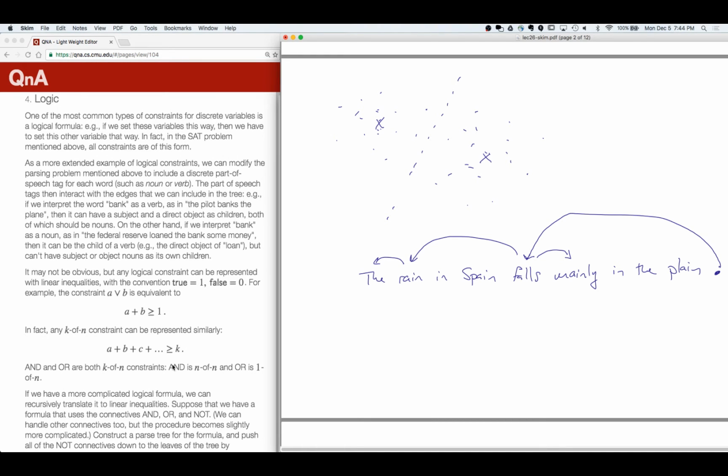So one of the things that we often have to do in a discrete optimization problem is enforce a logical constraint. So a logical constraint would be something like, if you set these variables over here in this way, then this other variable over here has to be set in that way.